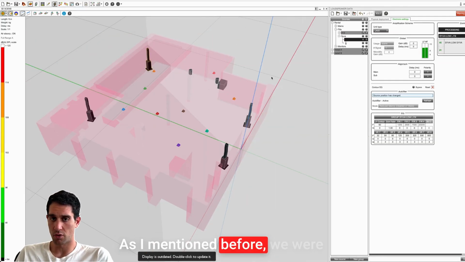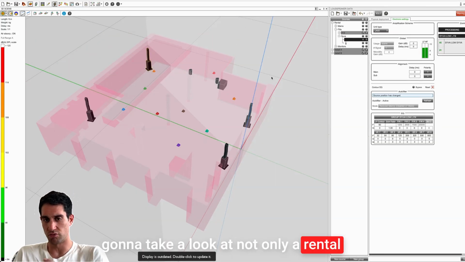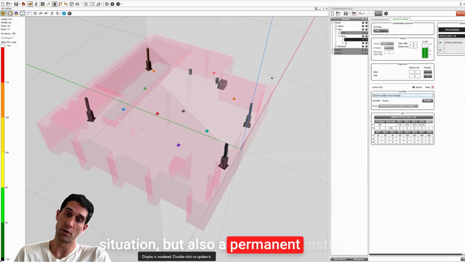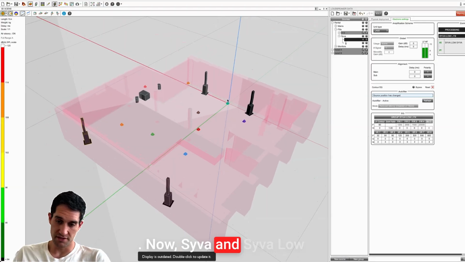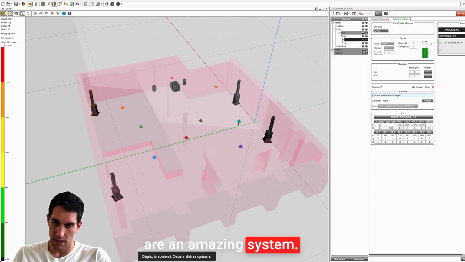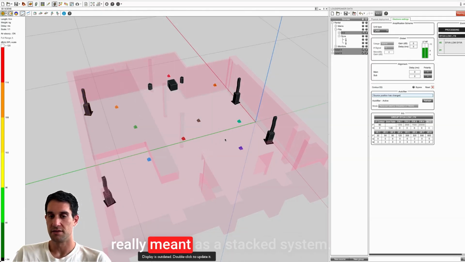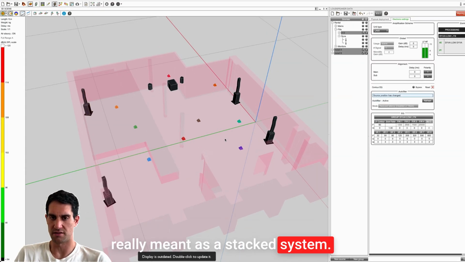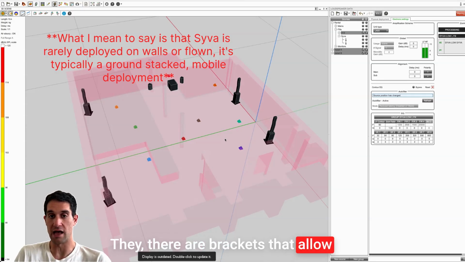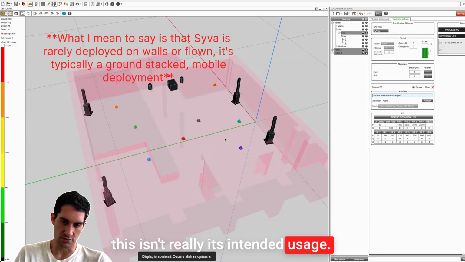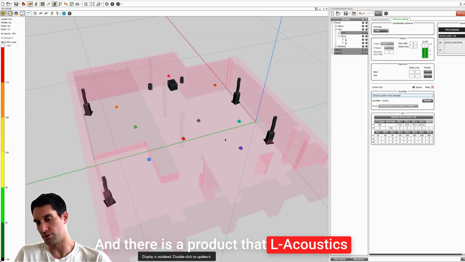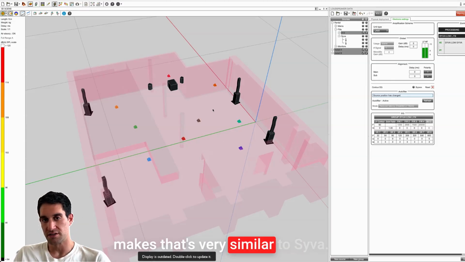As I mentioned before, we were going to take a look at not only a rental situation, but also a permanent install. Now, Syva and Syva Low are an amazing system. However, they're quite costly, and they're really meant as a stacked system. There are brackets that allow you to integrate it into a wall, but this isn't really its intended usage. And there is a product that L-Acoustics makes that's very similar to Syva.